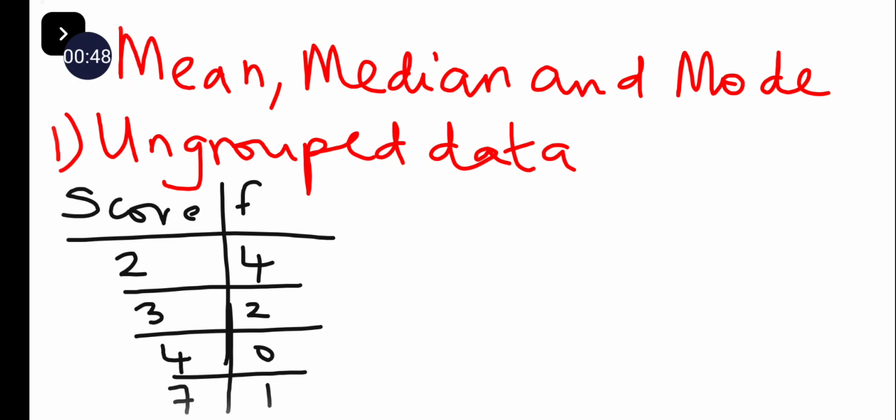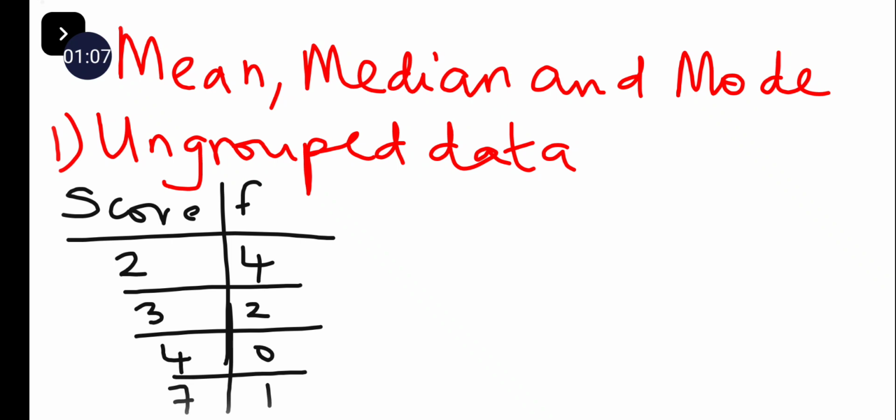Okay, whenever we talk about mean, it is simply the average. The mean of a set of scores is simply the sum of those scores divided by the number of scores. Then we equally have the mean when the frequency is given.